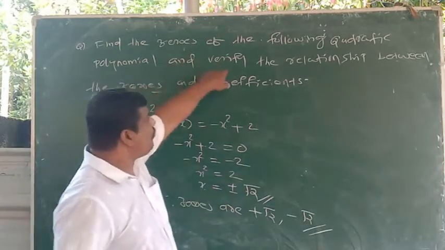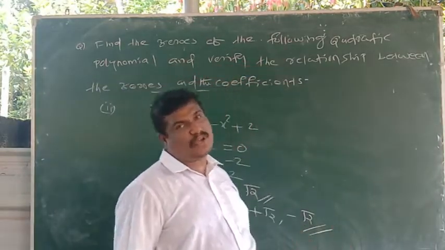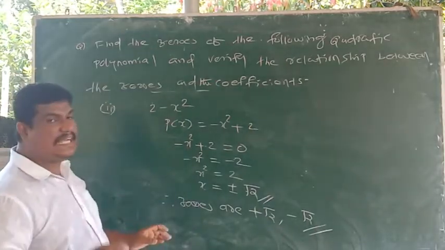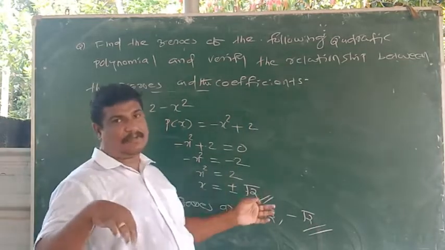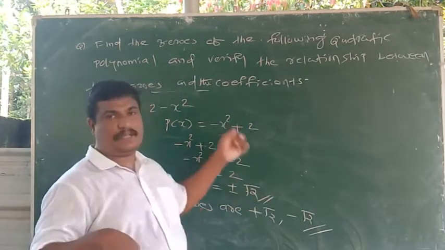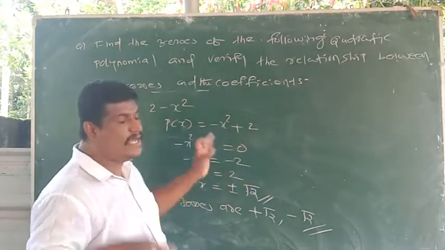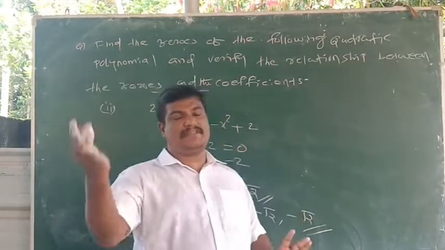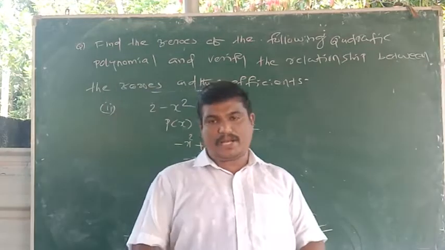Next, verify the relationship between the zeros and the coefficients. For 3 terms, use the middle term split. But for 2 terms, use this method here. Use the form you studied in 9th standard. Okay, clear?